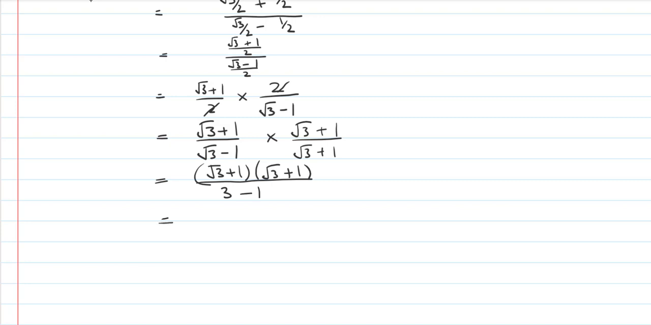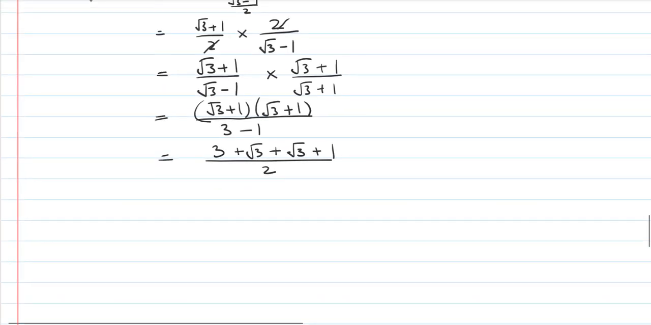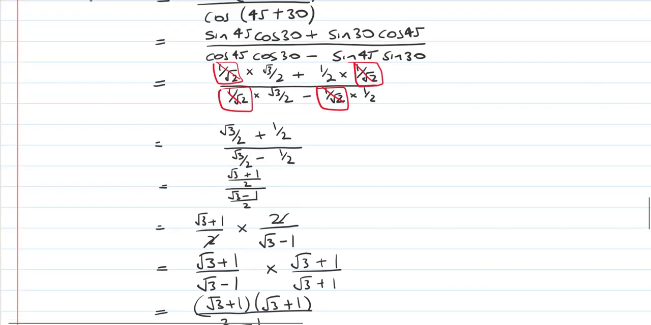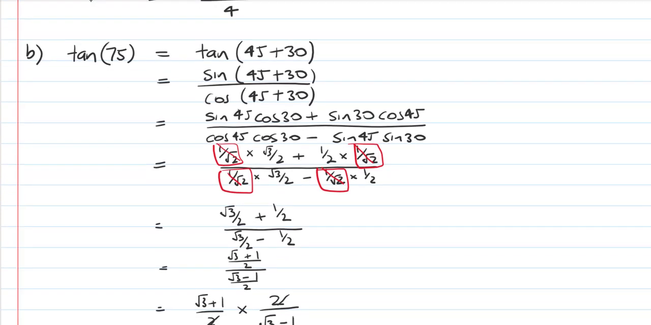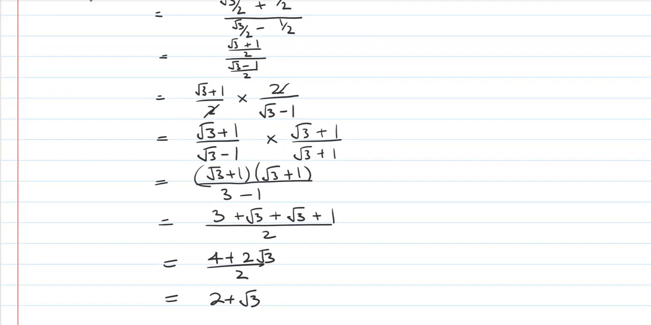minus 1. On top I've got root 3 times root 3, which is 3, plus root 3, plus root 3, plus 1, all over 2. And this is just super amazing because I get 4 plus 2 root 3 over 2, which gives me 2 plus root 3. Now, that's a lot of work there, but tan 75 equals 2 plus root 3. Well, I think you should go and have a look at that in the calculator and test it out, because I think you'll find it's true. All the best.